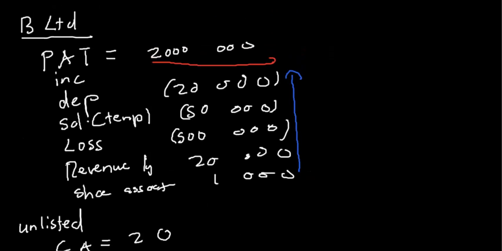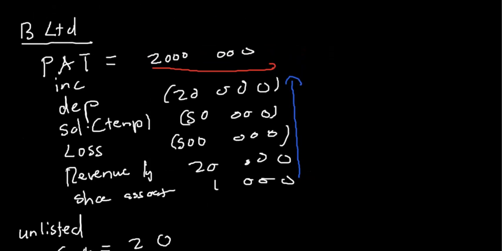So we're told that the profit after tax is 2 million. So in order to get our maintainable earnings, right, we need to then do a comparative calculation here and see what we're going to remove from this 2 million, right?